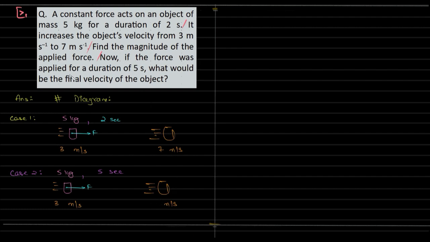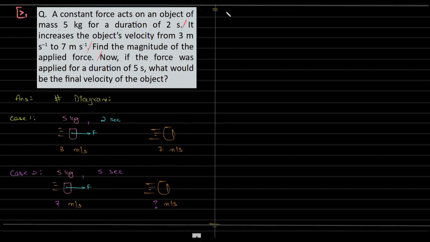Now, if the force was applied for a duration of, okay, so the object already has a velocity of 7. So now if we apply this same force for a duration of 5 seconds, what would be the final velocity, right? So this is your question. Again, don't get confused. We're not talking about the earlier scenario. The present scenario is when it is already 7. Now, if we apply again the same force for a duration of 5 seconds, what happens?